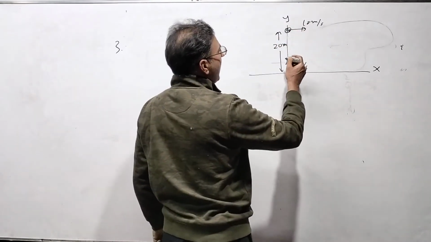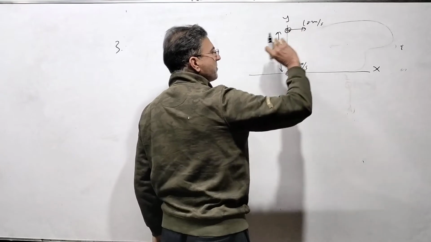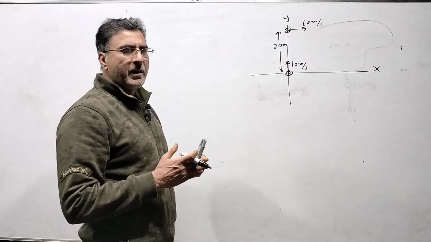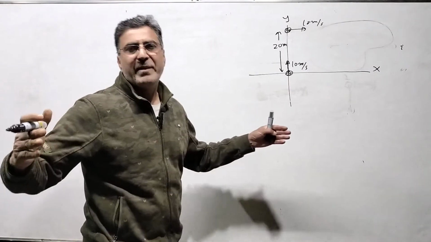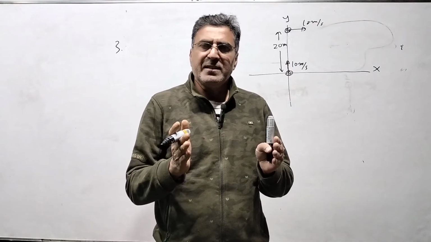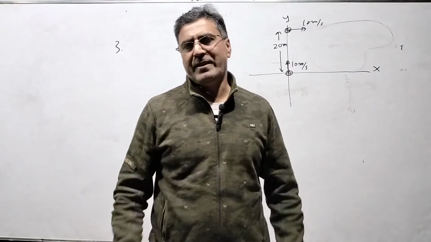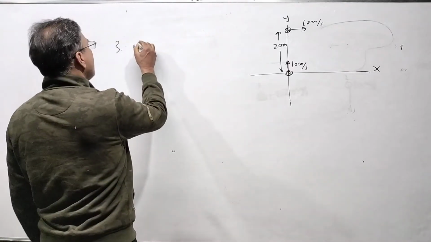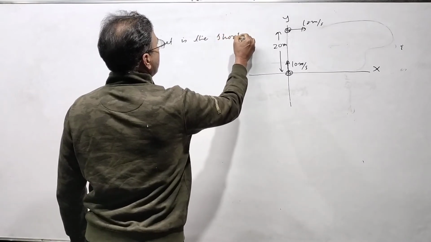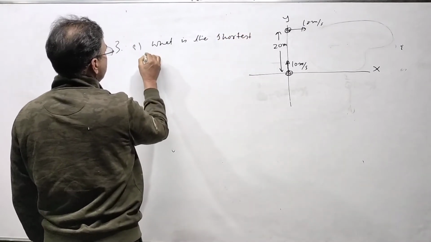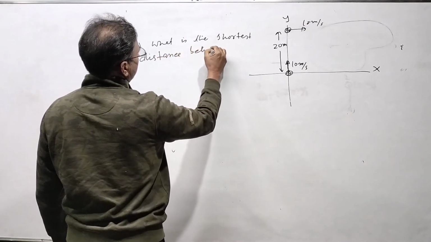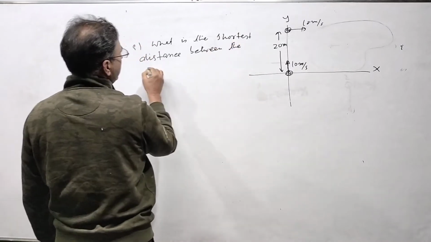I have to find what is their shortest possible distance, before they increase the distance between them. So first they come closer and closer, and then the distance becomes shortest, and then again they recede away from each other. So I have to find what is the shortest distance between the two objects.